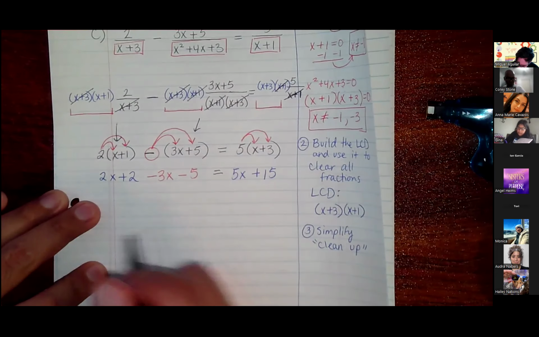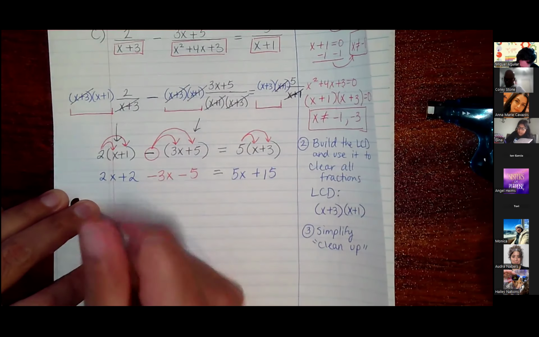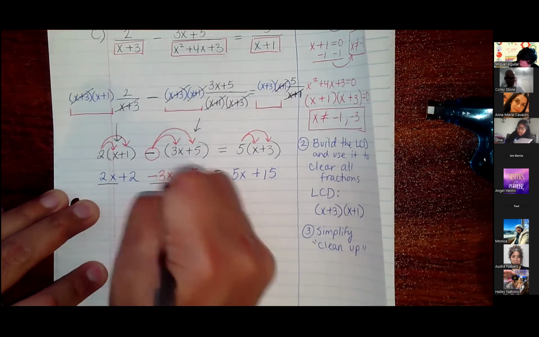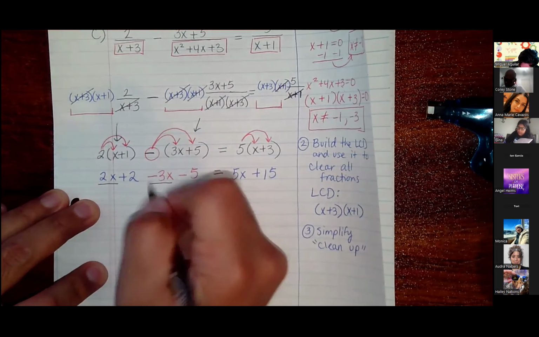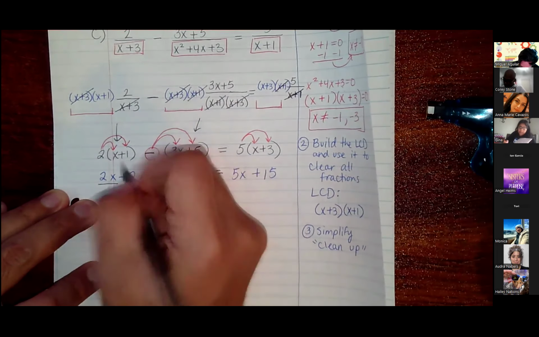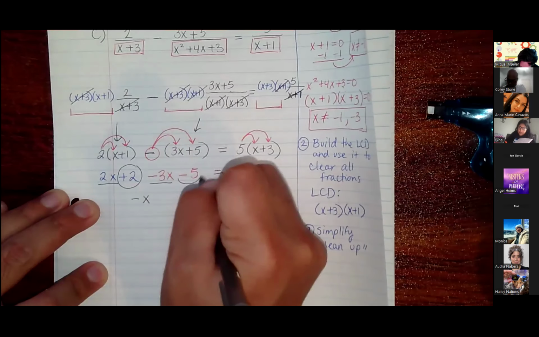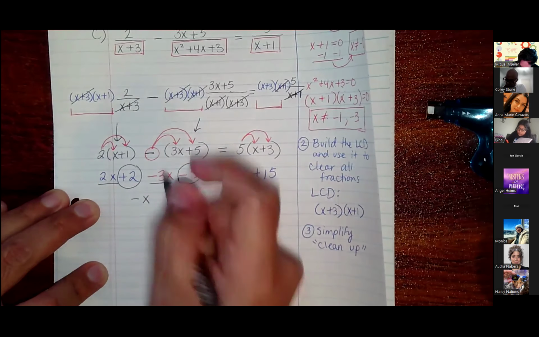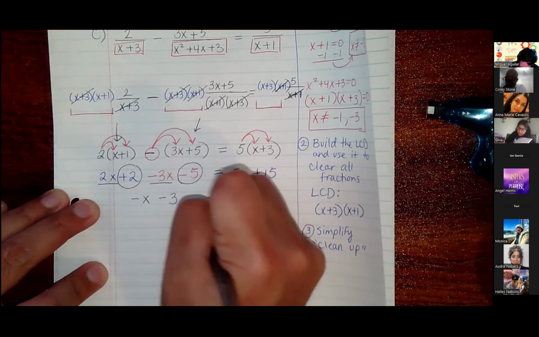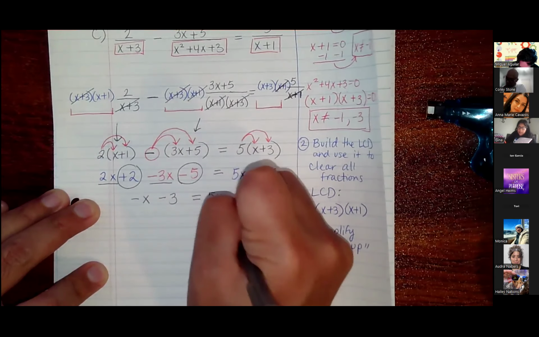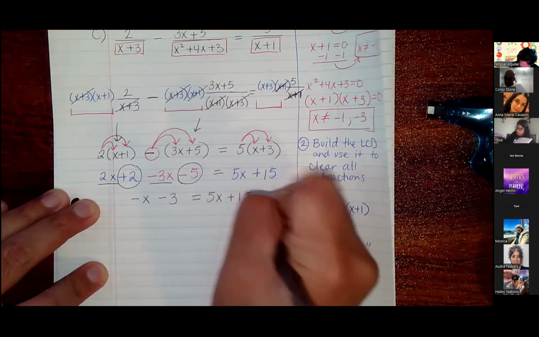Okay. So now cleanup crew commences. We're going to go ahead and combine like terms. So I have this 2x minus 3x. That's going to give me a negative x. Then I have a 2 and a minus 5. And that's going to give me a negative 3 is equal to 5x plus 15.